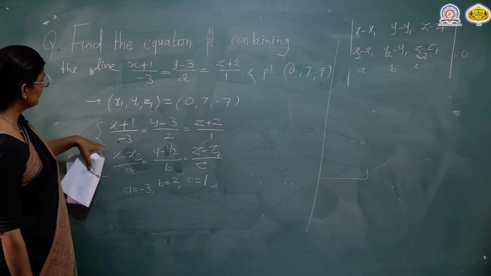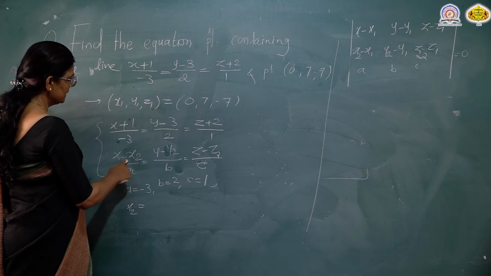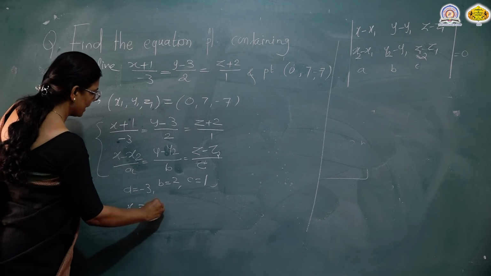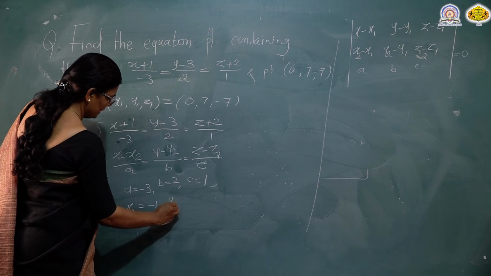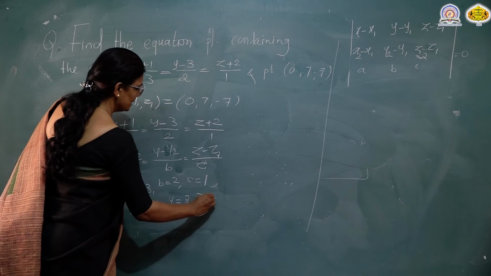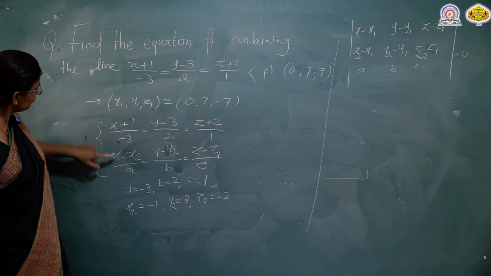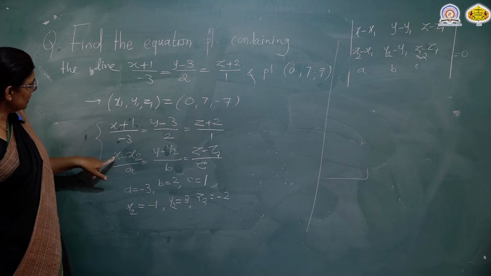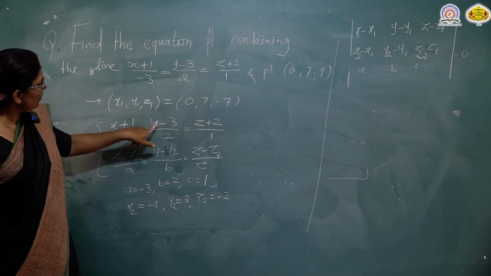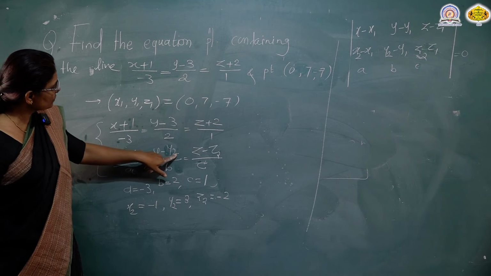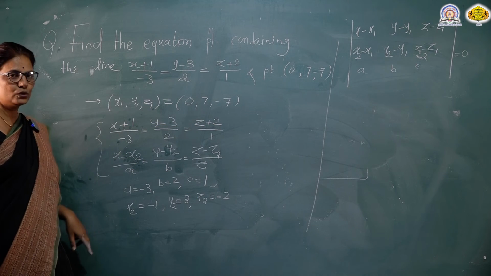Next, find the point on the line. x plus 1 is the same as x minus x2, so x2 is minus 1. y minus 3 equals y minus y2, so y2 is 3. And similarly, z2 is minus 2. Again, see how to write the point on the line.